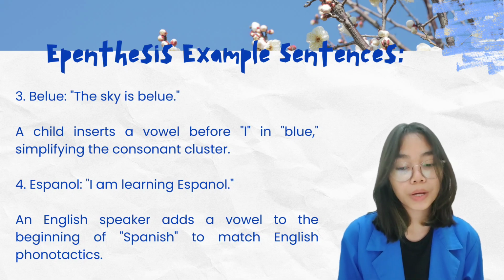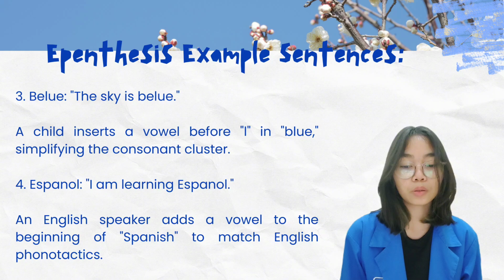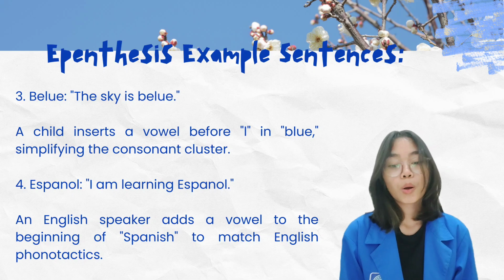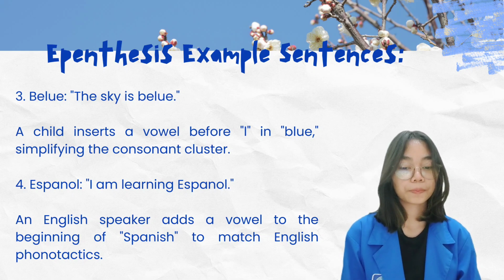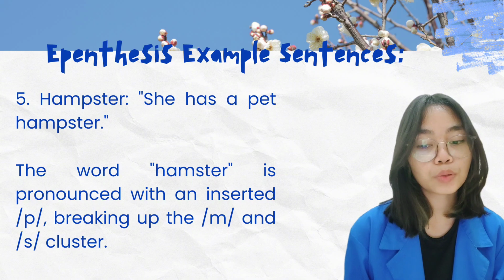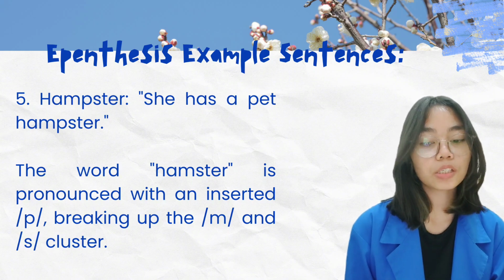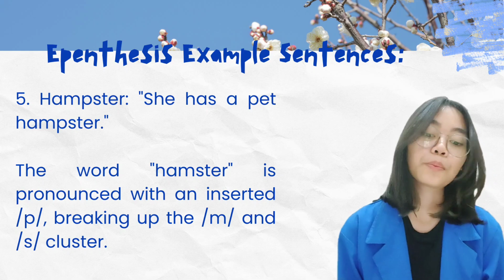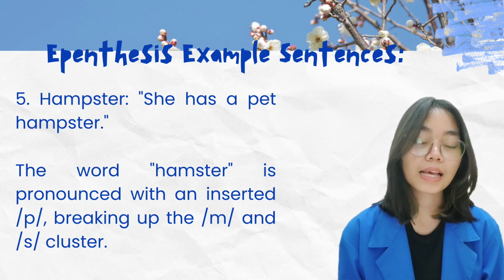Number 4, Español. I'm learning Español. An English speaker adds a vowel to the beginning of the Spanish word to match English phonotactics. Last one, hamster. She had a pet hamster. The word hamster is pronounced with an inserted p, breaking up the m and s cluster.